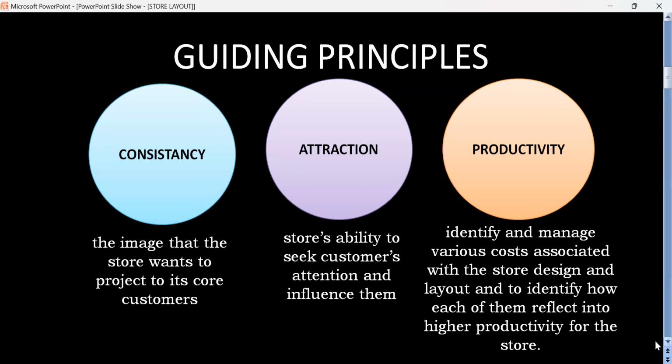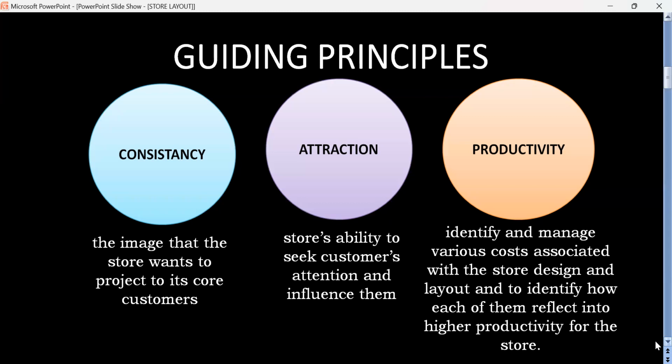The store's ability to seek customers' attention and influence them, that is the attractiveness of the store. And while it is attractive and consistent, it should yield productivity. So productivity, the profit making, is the highest point you should be considering while designing a store layout. Not even a single inch of the store should get wasted.